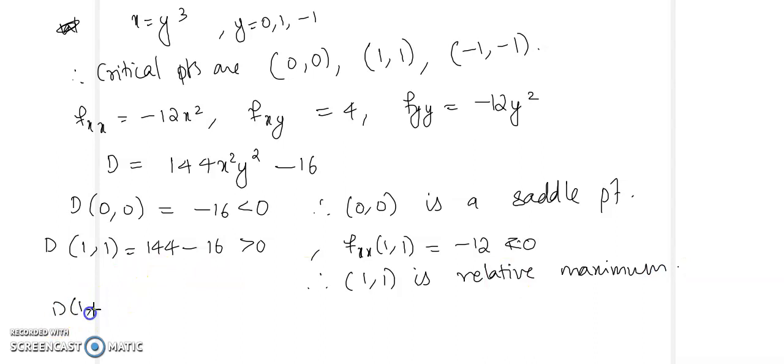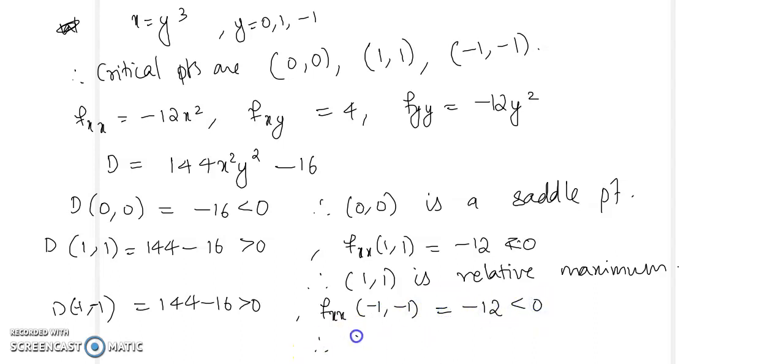And d of 1, minus 1 is again equal to 144 minus 16, so that is greater than 0. And fxx of 1, minus 1 will be equal to minus 12, again less than 0. So therefore 1, minus 1 is a relative maximum. That is the behavior of the points. So 1, 1 and 1, minus 1 are relative maxima, and 0, 0 is a saddle point.